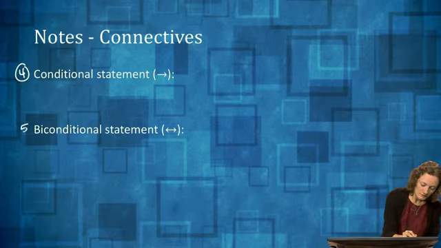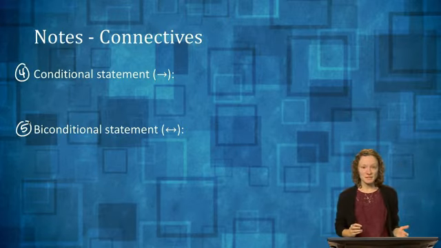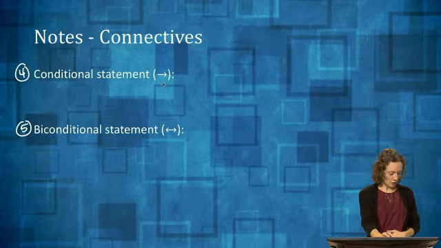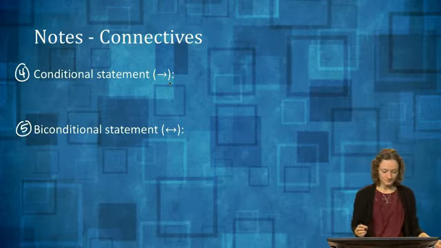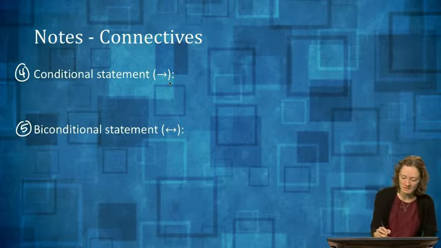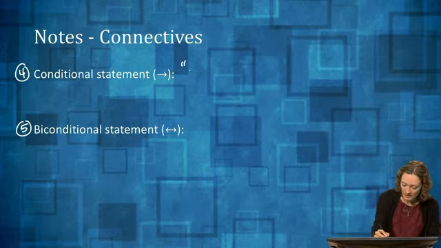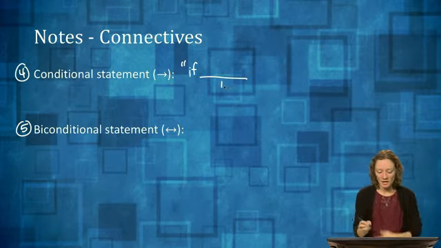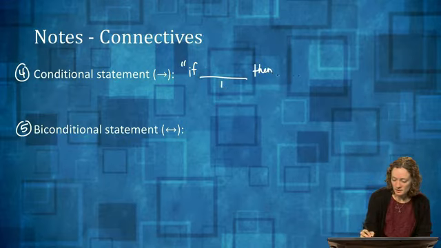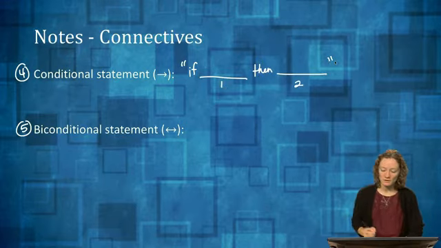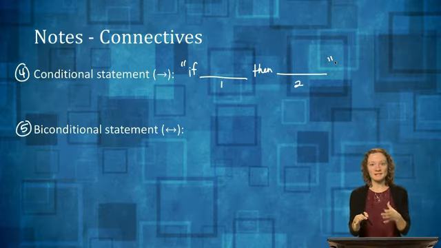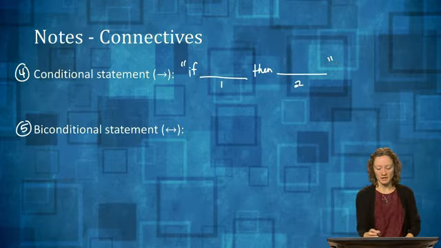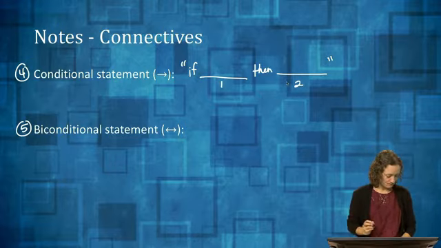Four and five. Conditional statement, the symbol that you'll see is an arrow pointing in one direction. And a conditional statement would look like this. This is how it would be read. If, there'll be one idea, if blah, blah, blah, then something else. So this is where there'll be ideas that can be true or false plugged in here. But a conditional statement will always say if something, then something else.